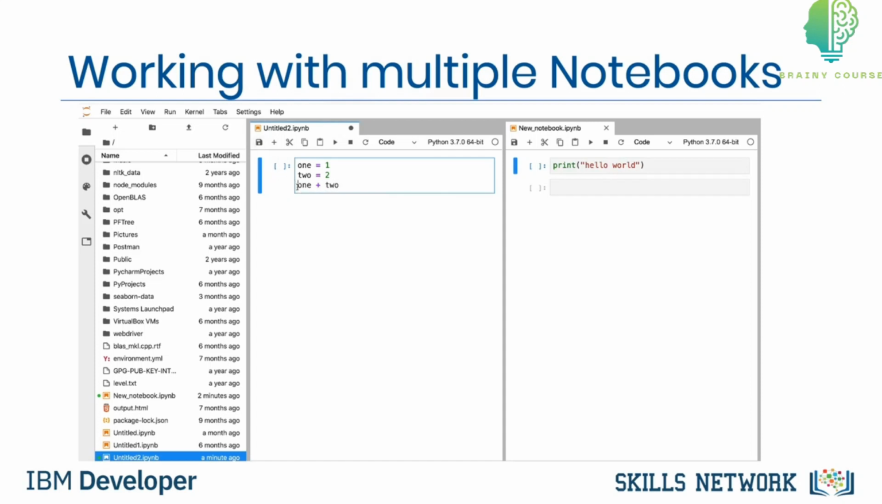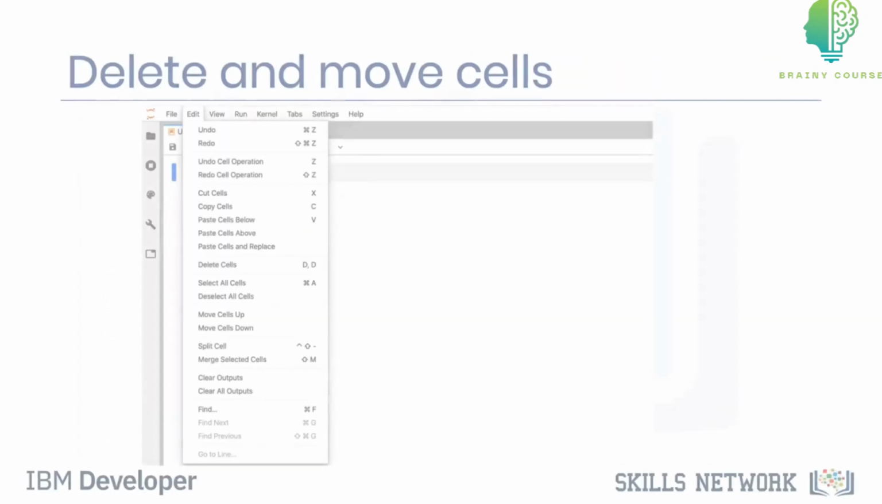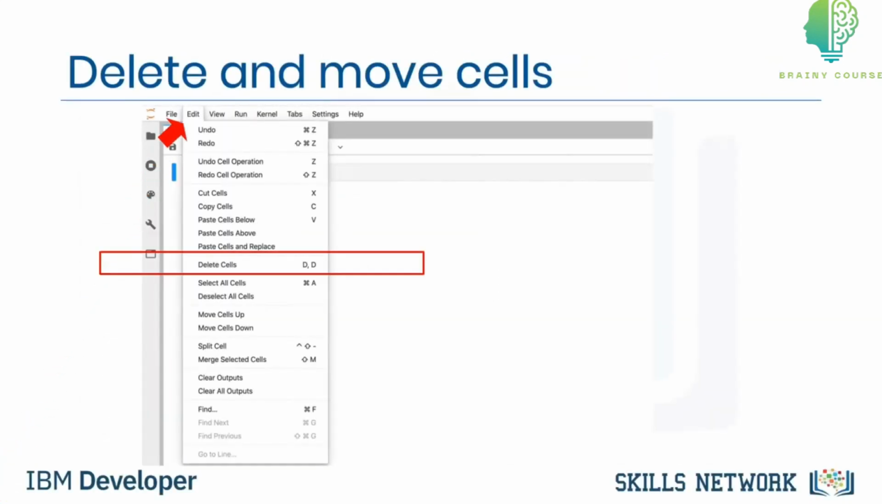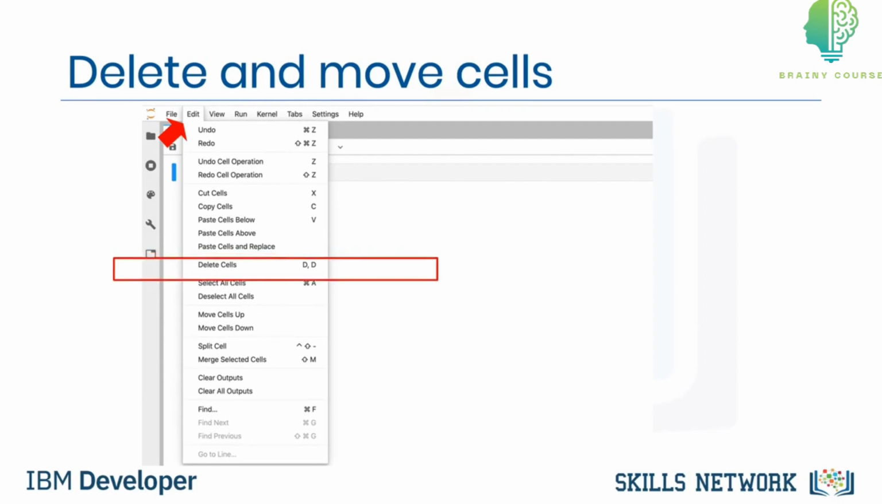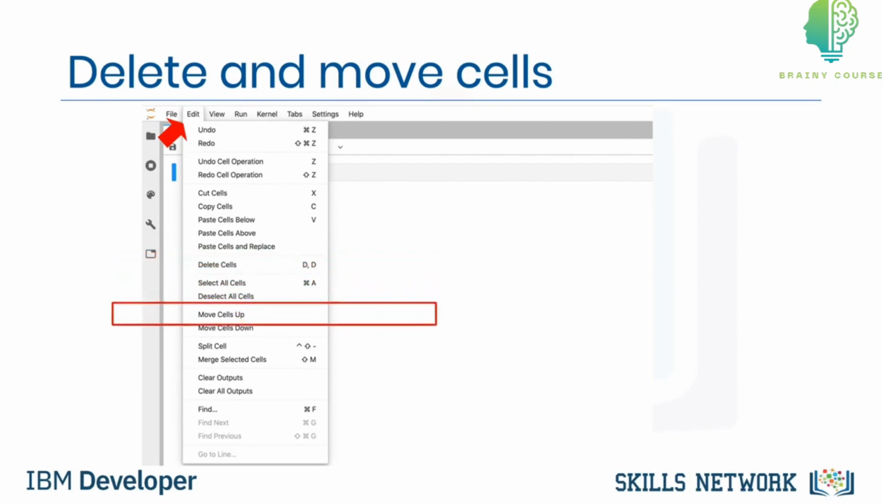Now we will assign the variable 1 to the number 1 and the variable 2 to the number 2, and we will find the result of adding 1 and 2. To delete a cell, highlight the cell and click on Edit and choose Delete Cells. To use a shortcut, press D twice on the highlighted cell. If you decide to move your cells around for better flow within the notebook, you can either move the cell up or move the cell down depending on your preference.